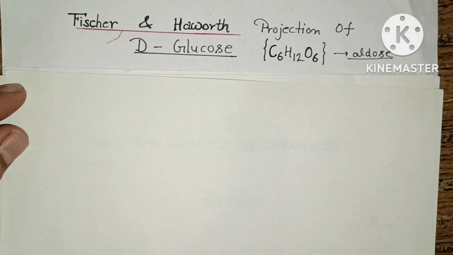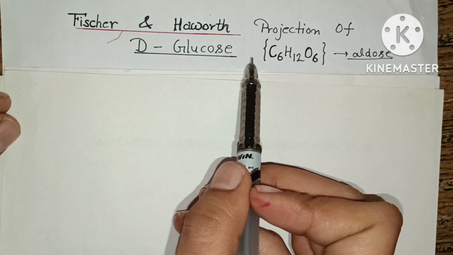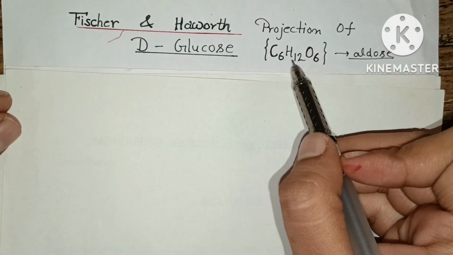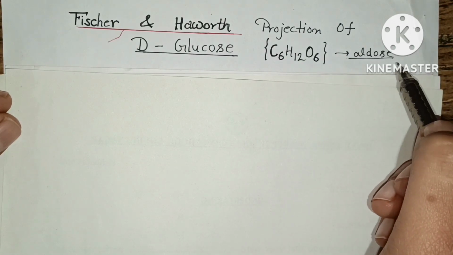Hello dear students, in this video we intend to discuss the Fischer and Haworth projection of D-glucose. The molecular formula for D-glucose, or glucose, is C6H12O6, and we all know glucose is an aldose sugar having an aldehyde group.